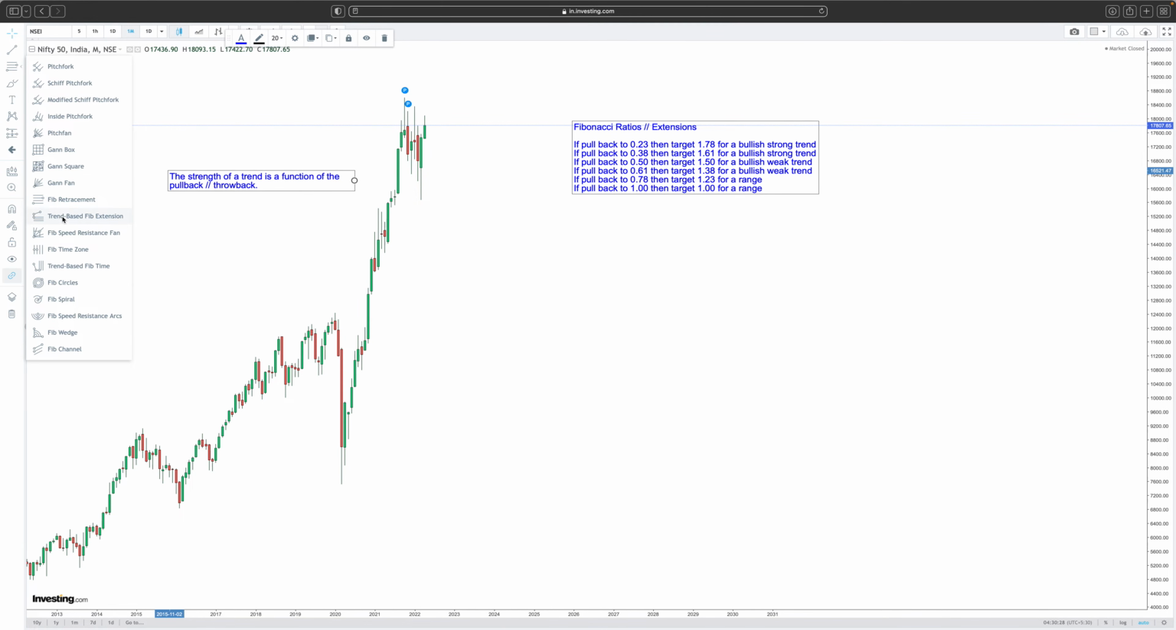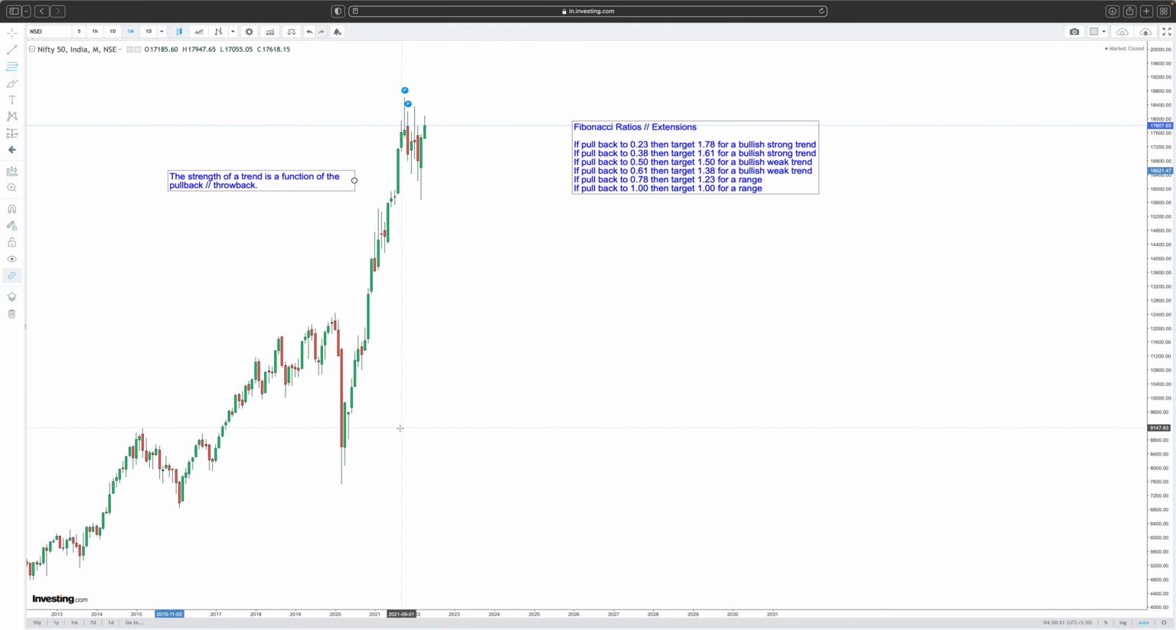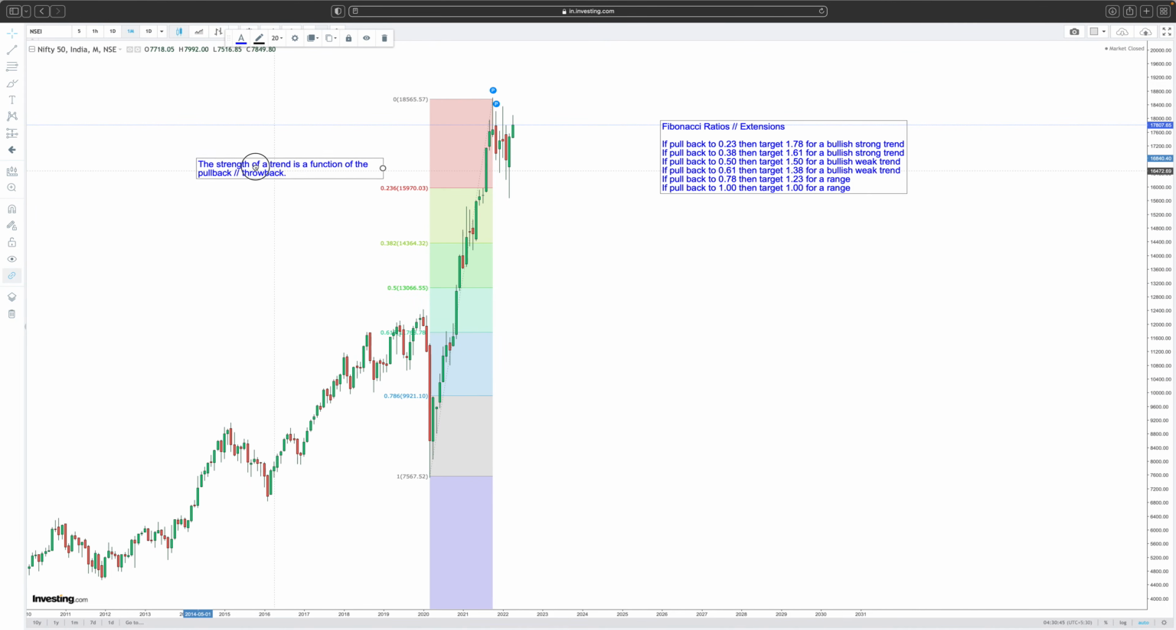The first step in connecting the Fibonacci would be to select the most visual and obvious pivotal highs and lows. So we will first connect the low with the high, because here we are looking at an uptrending market. When we are looking at an uptrending market, we want to connect the low with the high, and vice versa for a downtrending market.